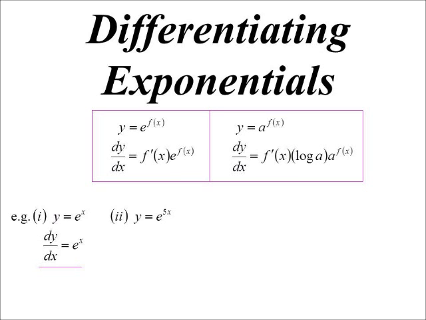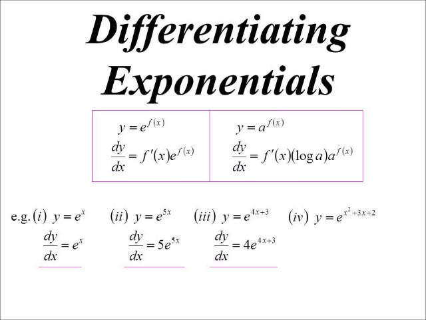e to the 5x then, differentiate 5x, you get 5. So we have 5e to the 5x. e to the 4x plus 3, differentiate 4x plus 3, 4e to the 4x plus 3. e to the x squared plus 3x plus 2, it doesn't matter what it is, differentiate the power. In this case, obviously, I'll put it in parentheses because it's all of that. 2x plus 3 is the derivative times e to the x squared plus 3x plus 2.